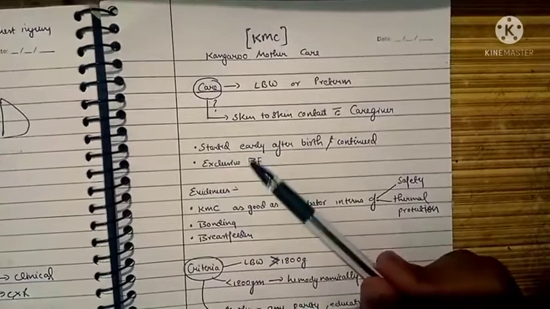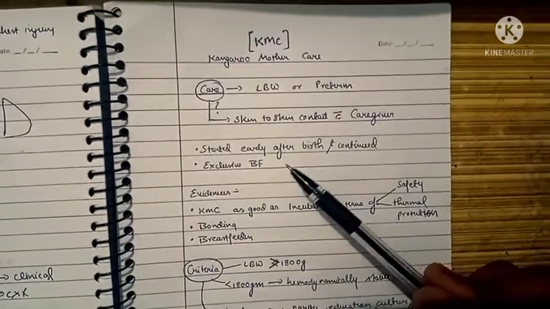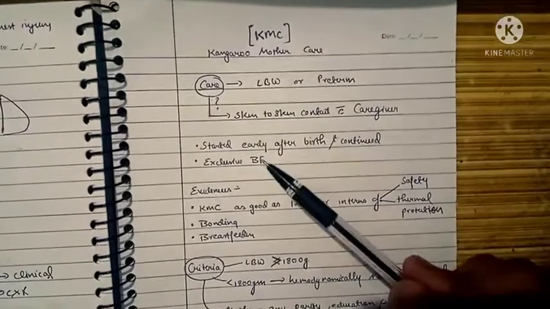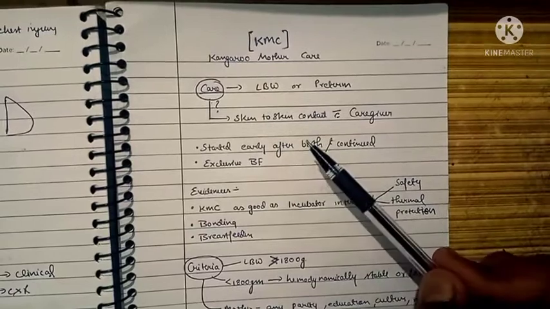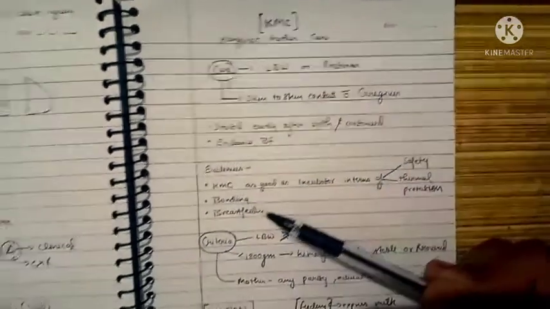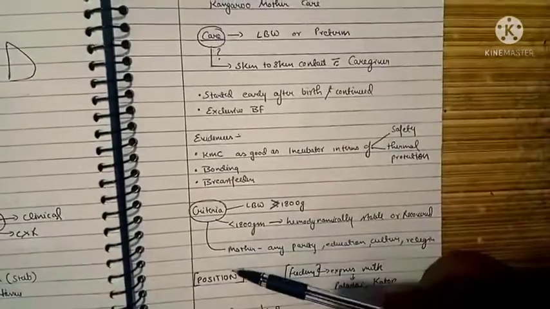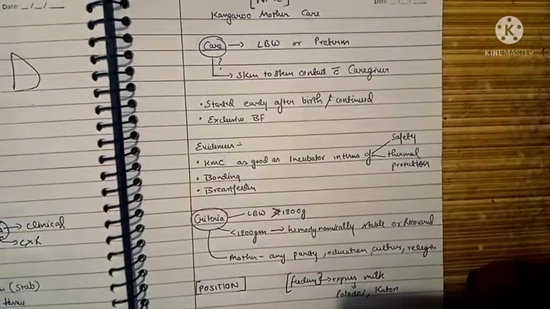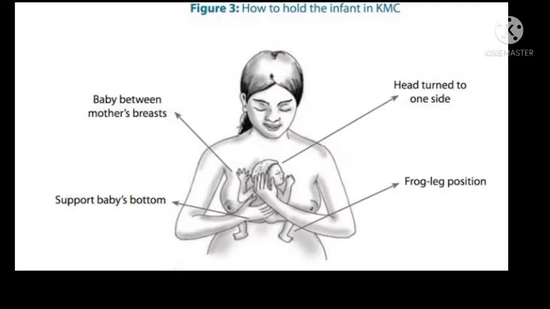So, KMC is to be started as early as possible after birth and is to be continued until we achieve our targets. In the case of KMC, we go for exclusive breastfeeding until and unless it is contraindicated. Before discussing some evidence and other features, we will discuss an interesting part, that is the position in case of KMC. So let's see this image.